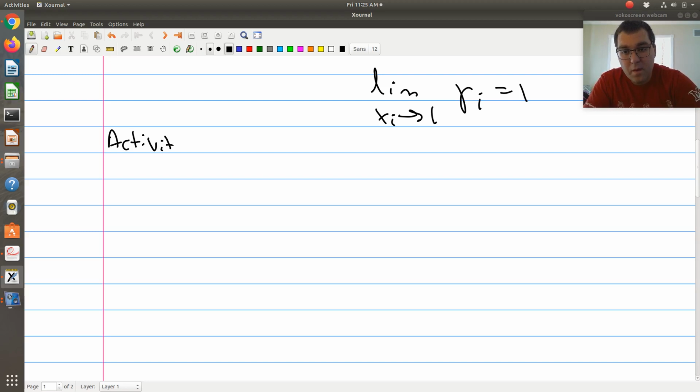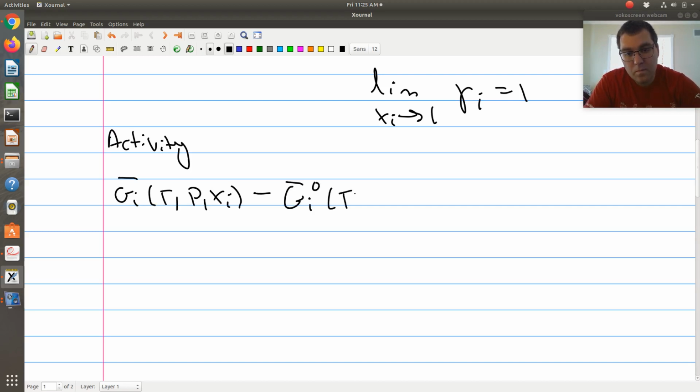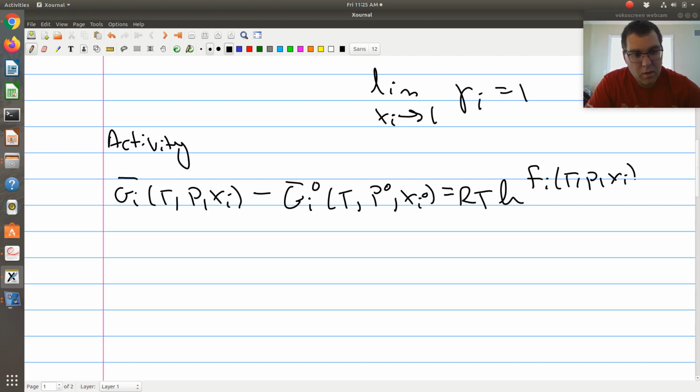Okay, so where activity comes from is, again, I'm going to start by writing down my definition of fugacity. So for an isothermal process, my difference in molar Gibbs free energy is equal to RT times the log ratio of fugacity.